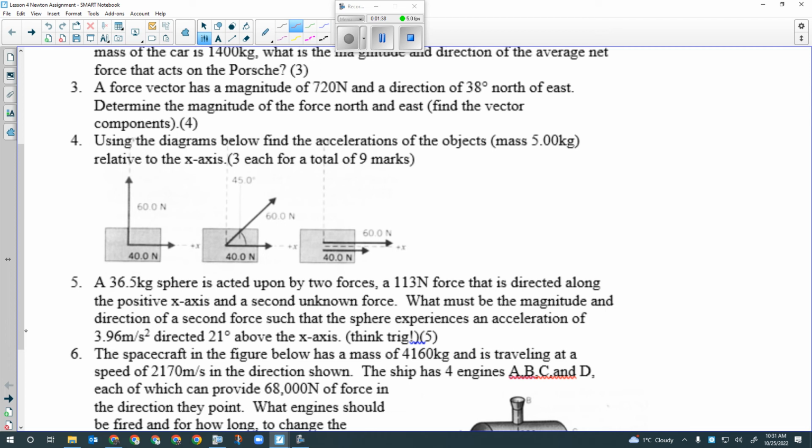All right, the vectors are on there. Okay, it's always 60 and 40. All they're doing is changing which direction the 60 and 40 point. And it does ask, what is the angle relative to the x-axis? Okay, so your answer should say like above x or below x or whatever, referring to the x-axis.